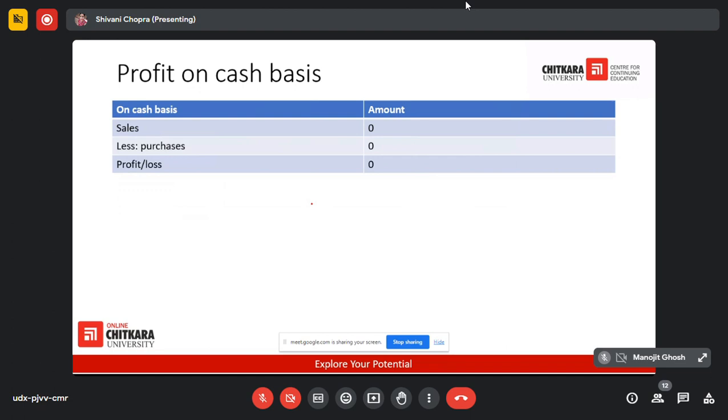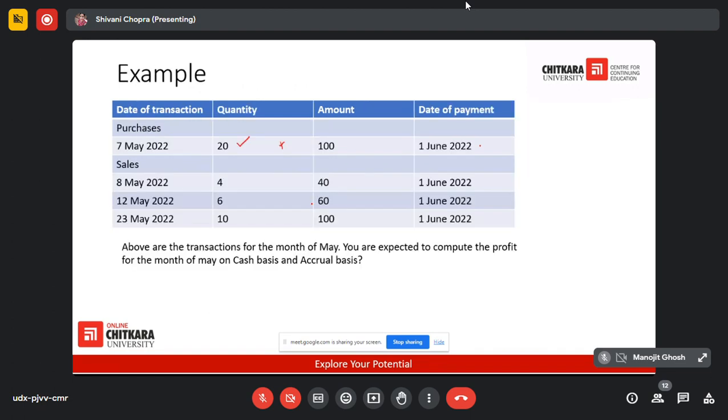Now let's look at a different perspective, that is the accrual basis. On accrual basis, though you made a purchase of 100 rupees, you haven't made any payment in May, but you have carried out this transaction, and that must be recorded. But since no payment has been made, it's a sort of liability on the business.